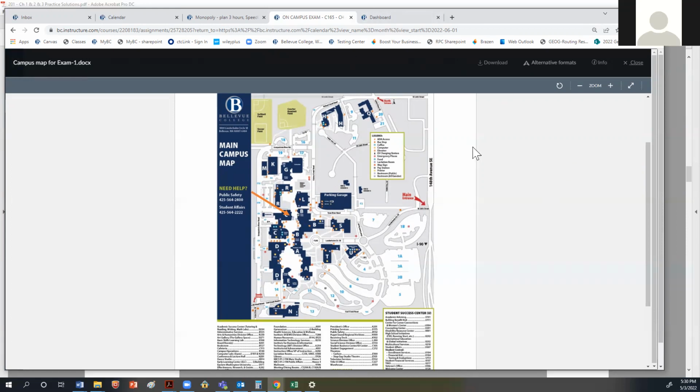Okay. For the ones that are taking it online, are we allowed to have scratch paper? If you use scratch paper, you need to hold it up to the screen. Okay.